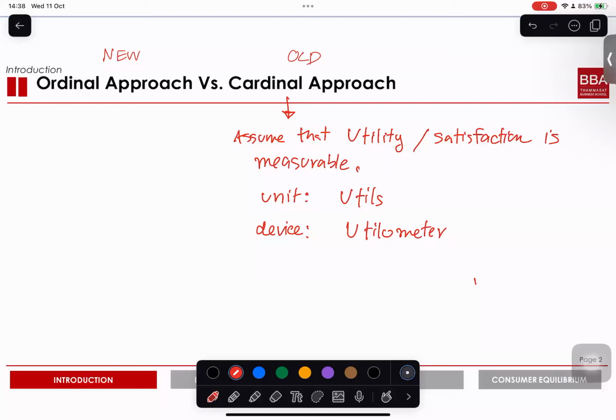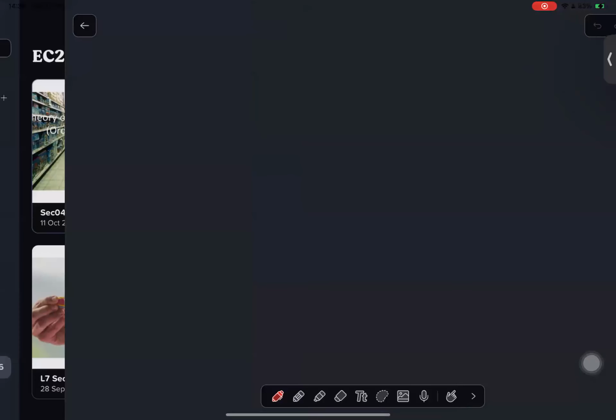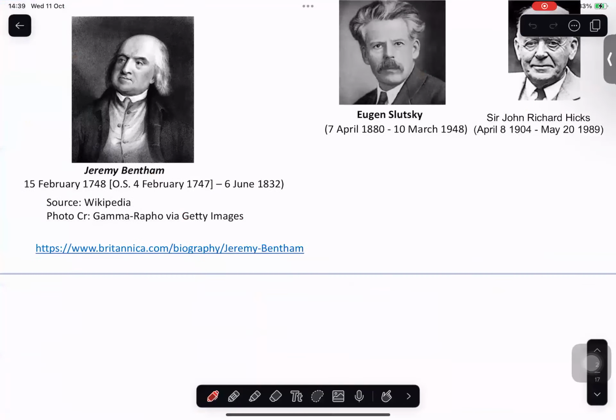You will watch this approach from the video. The new approach attacks the old approach. That, hey, Mr. Jeremy Bentham, this is the pioneer, the founding father of this school of thought, the cardinal approach. His name is Jeremy Bentham. Okay, let's see his picture now. This is his picture, this guy.